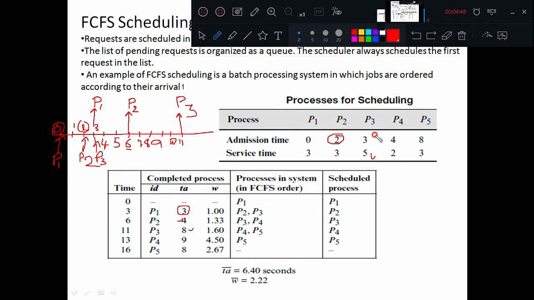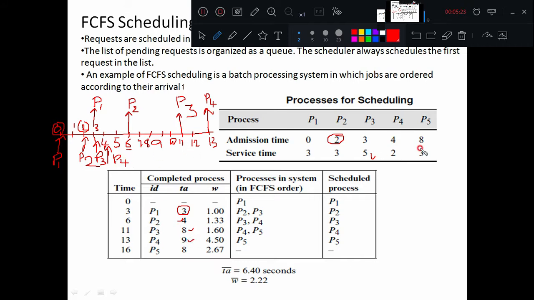Similarly, P4 enters at the 4th second, and its service time is 2. P4 is scheduled once P3 completes its execution, that is at the 11th second. It takes only 2 seconds to finish, so 12, 13. P4 will exit the computer system at the 13th second. So what is the time difference for P4? 13 minus 4, because at 4 P4 enters the system. So 13 minus 4 is 9.